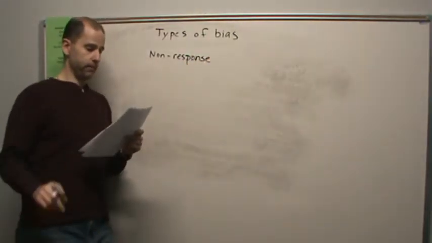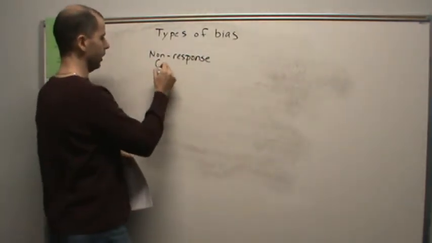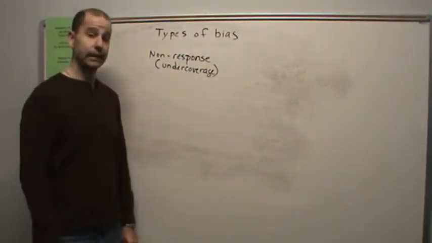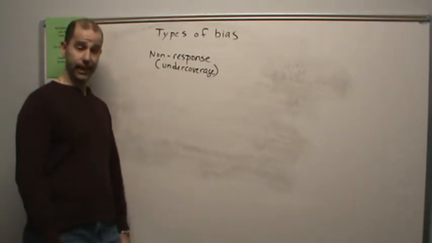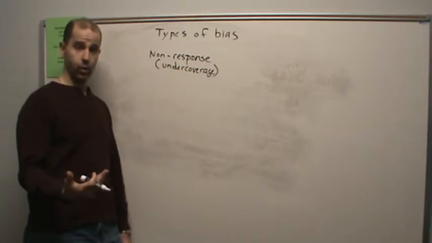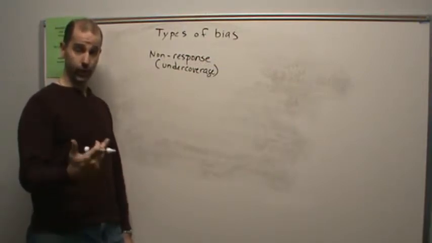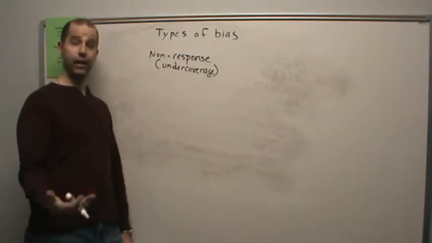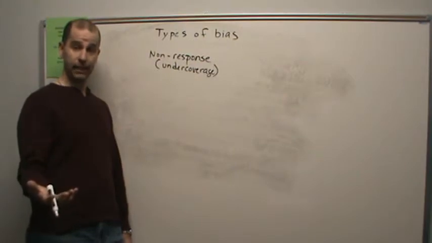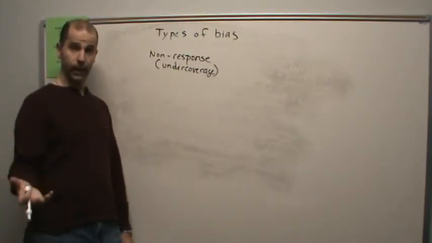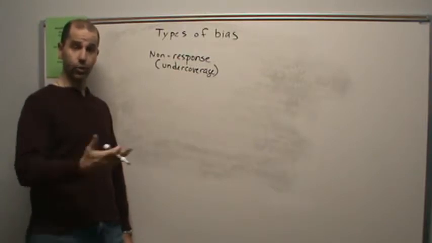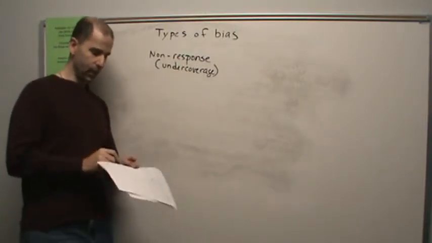So non-response bias. Okay. Non-response bias is sometimes called undercoverage. Non-response bias is caused by the fact that either people don't want to respond to a survey, they don't want to participate in a survey, or they don't want to be in the sample, or they cannot be in the sample for whatever reason. Therefore, their opinion is not being counted, while other people who do feel strongly one way or the other do get put in there, and so there may be an undercoverage of people.